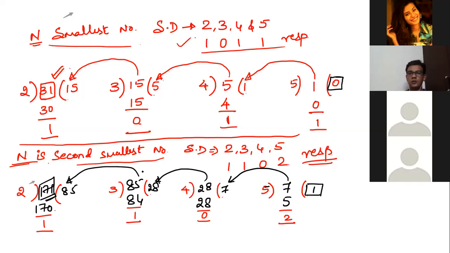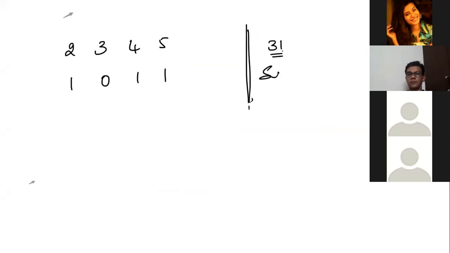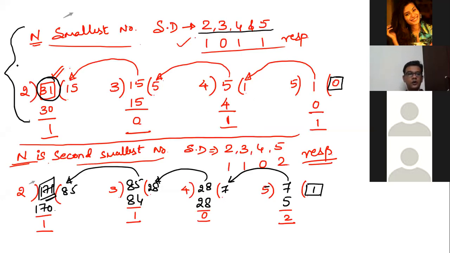Now I want you to look at this. What was the number we got? 31. So I'm going to repeat this question. 2, 3, 4, 5 with remainders 1, 1, 0, 1. What was the answer that we had there? 31, the smallest number. So how can I solve this question without going through all this hassle? That's the idea.